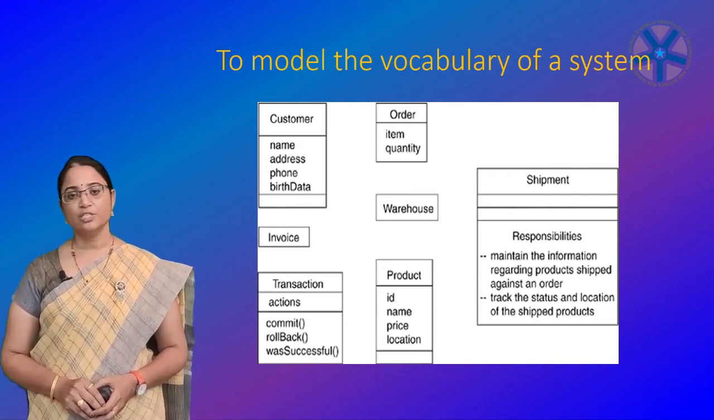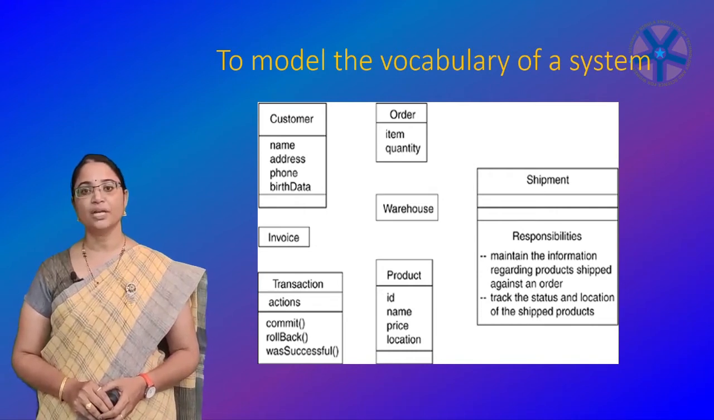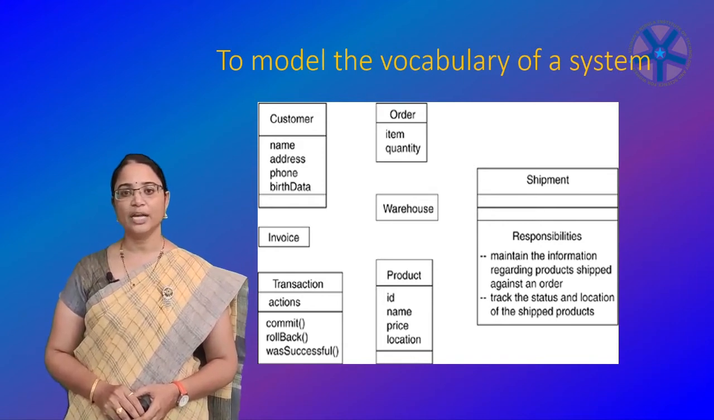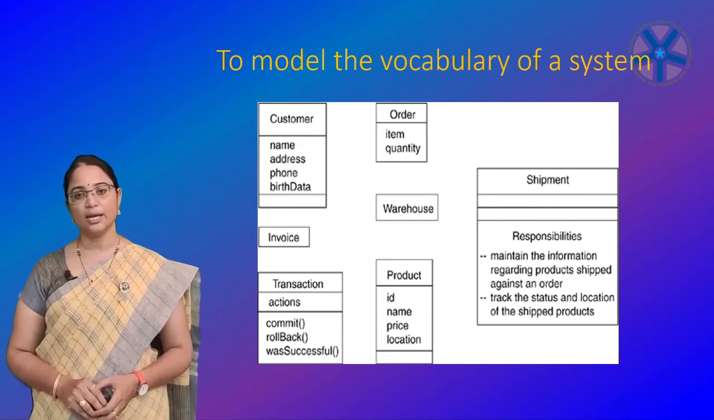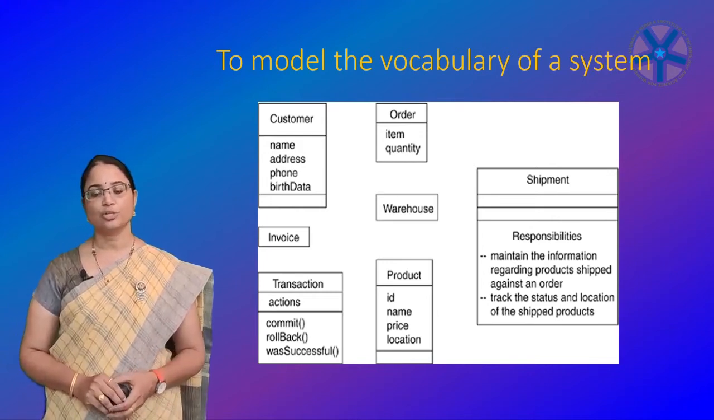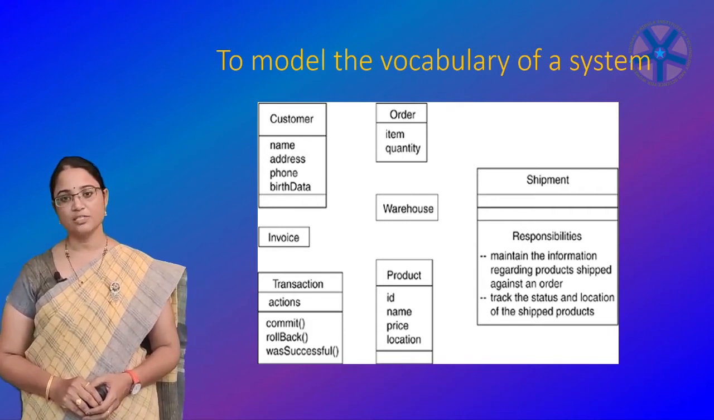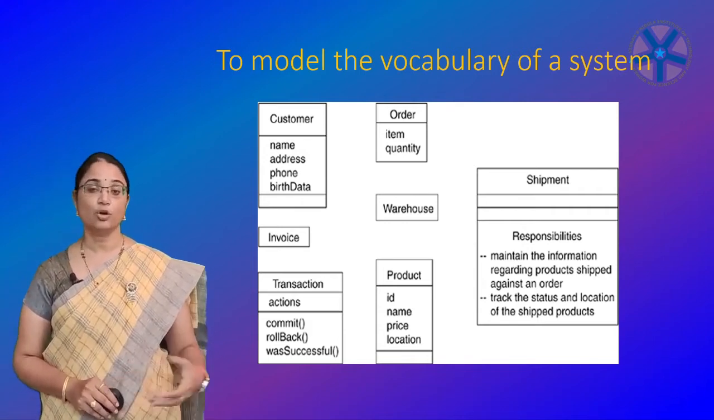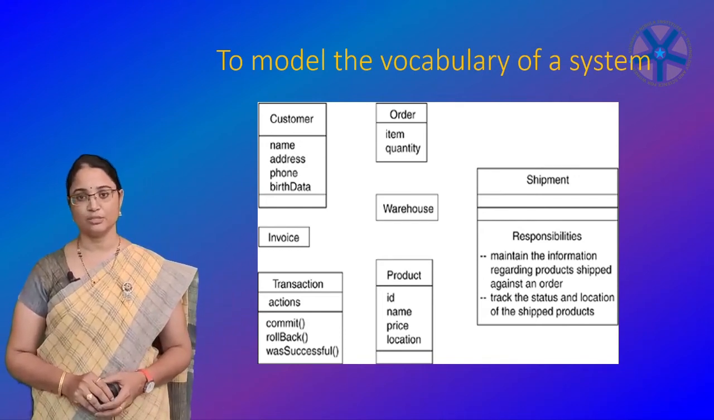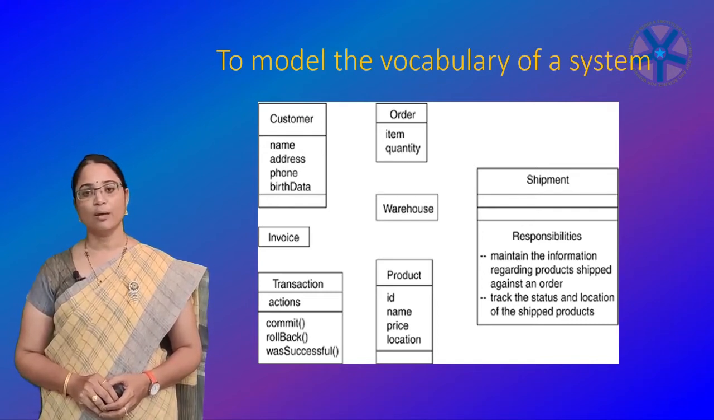So for this we have taken the vocabulary: customer, order, warehouse, shipment, product, transaction, invoice. By considering this vocabulary, we have given the names to the classes. Based on the responsibilities the class needs to perform, we need to take the attributes and the operations. Sometimes some classes may have attributes, some classes may not have any attributes. Some classes may have operations, some classes may not have operations. This is how we need to model the vocabulary of a system.